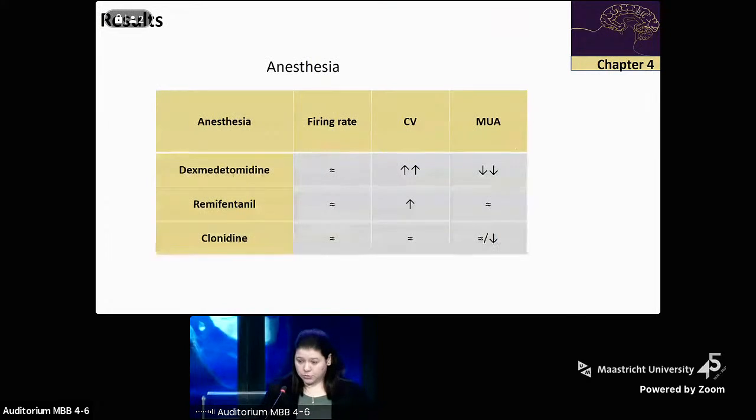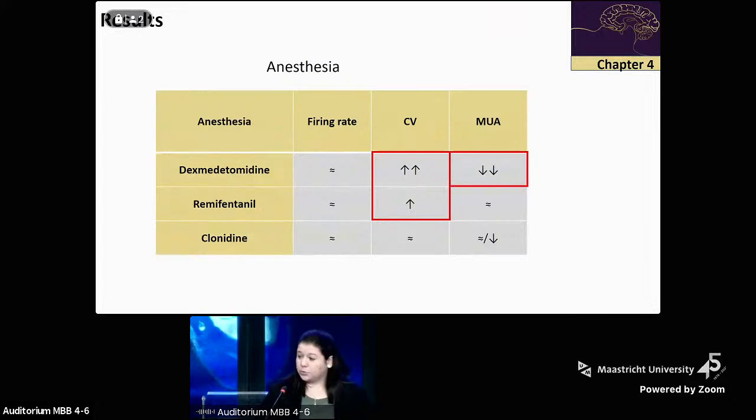So we first looked at the anesthesia. In the columns, you can see the different agents that were used. What we found is that some of them increase the coefficient of variation, so it makes it more irregular, and some decrease the multi-unit activity, so the power was lower.